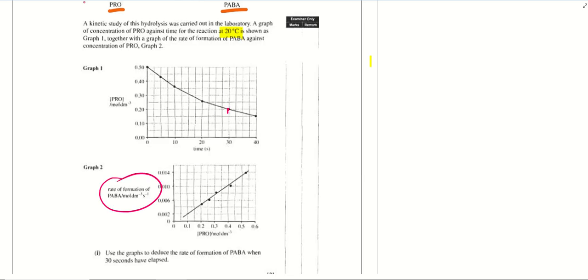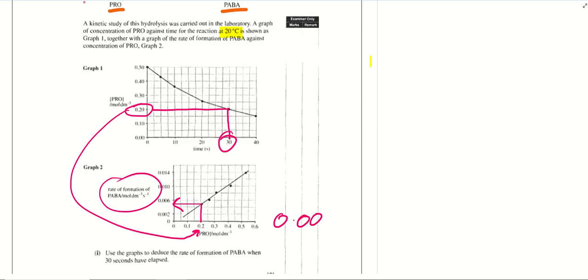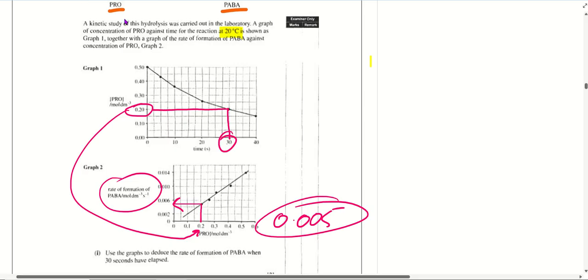So what we've got to do is go to graph 1, go to 30 seconds, go up and over and across, and that brings us to a concentration of 0.2 moles per decimeter cubed of the PRO, the protein. We bring that down to our 0.2 on graph 2. We go up and we go across to there. And that gives us our rate of PABA when the concentration of PRO is 0.2 after 30 seconds. Okay, so our answer there, just reading it off the graph myself, looks about 0.005 moles per decimeter cubed per second. So that's how you go about that.